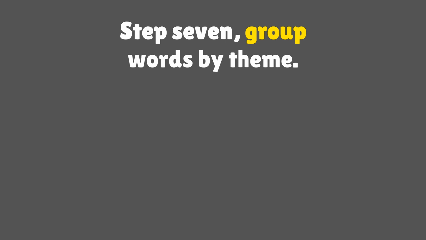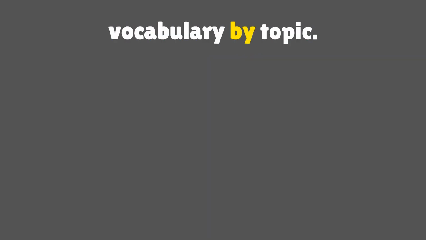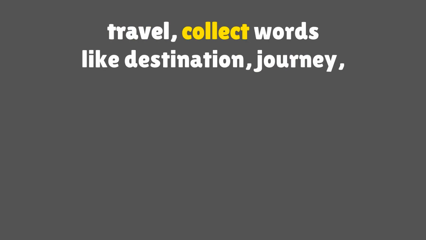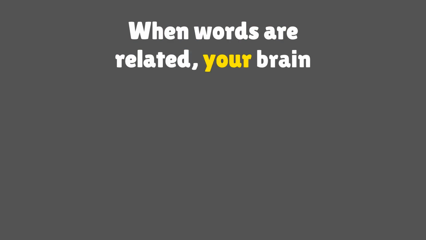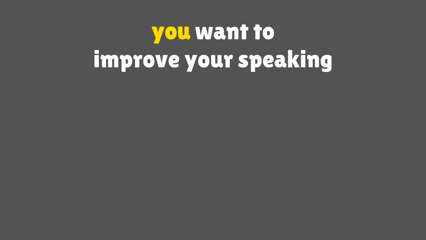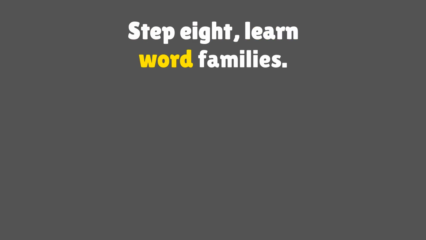Step 7. Group words by theme. Another smart way is to learn vocabulary by topic. For example, if you're learning about travel, collect words like destination, journey, luggage, explore, adventure, trip. When words are related, your brain links them easily. This method is especially useful if you want to improve your speaking around specific topics, like business, health, or daily life.